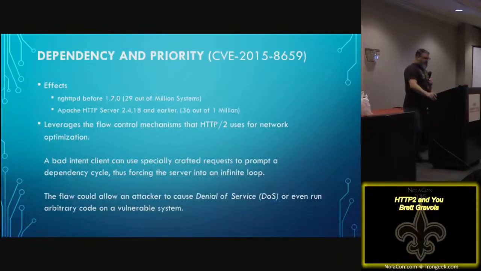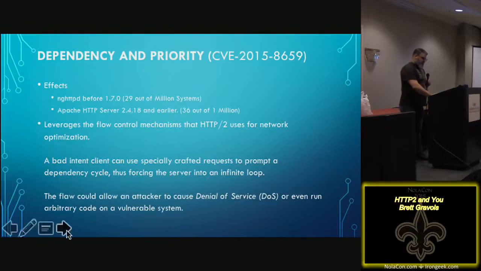Next one is dependency and priority. So we only found about 29 out of 1 million systems, and in the HTTP server 2.4.18 or earlier, there were roughly about 36. But again, it depends on if the servers are actually returning their versions or not. It leverages the control mechanisms that HTTP2 uses for network optimization. The client can basically send specifically crafted requests to prompt a dependency cycle. It forces the server into an infinite loop. So basically, again, you're causing a denial of service attack.